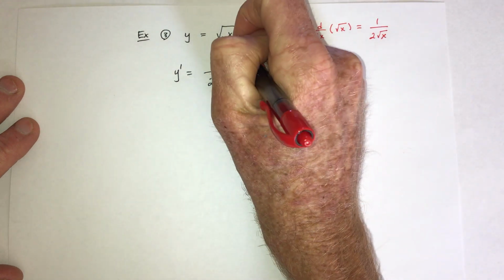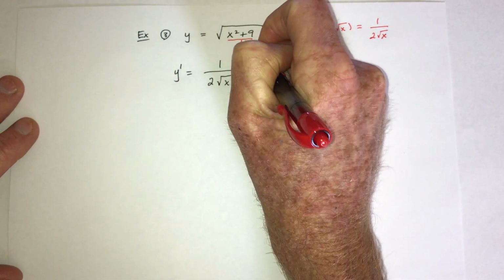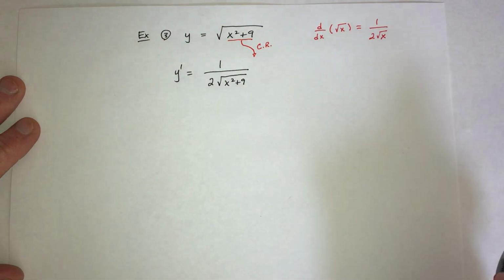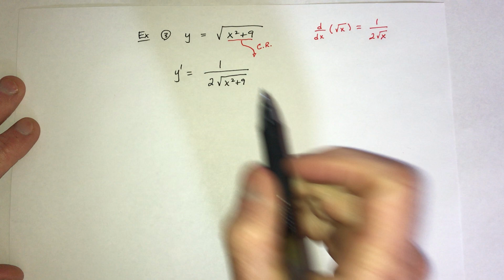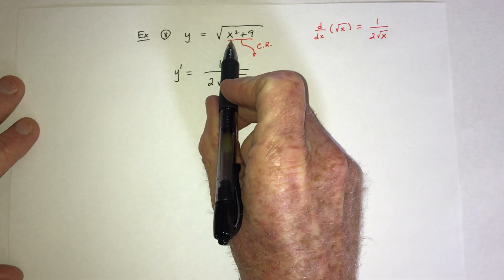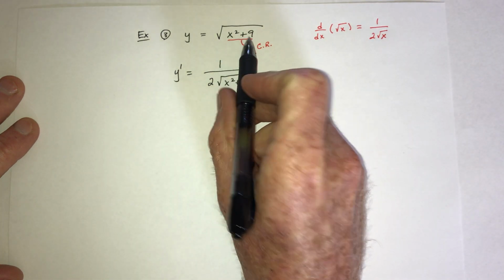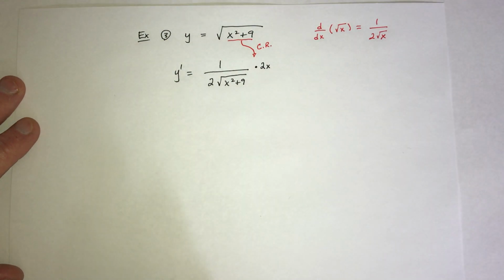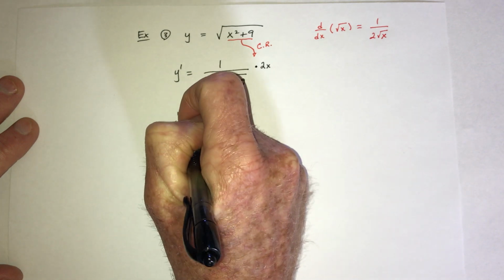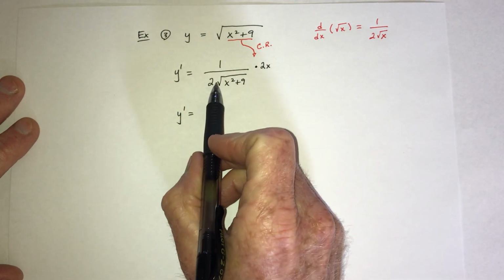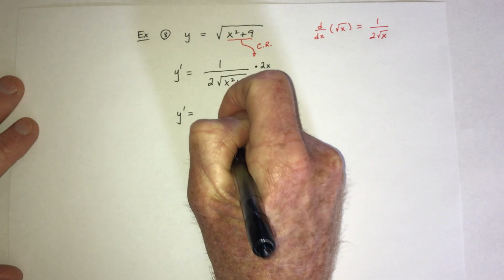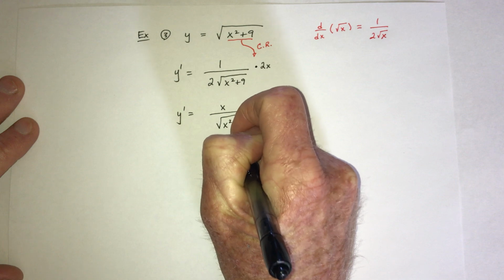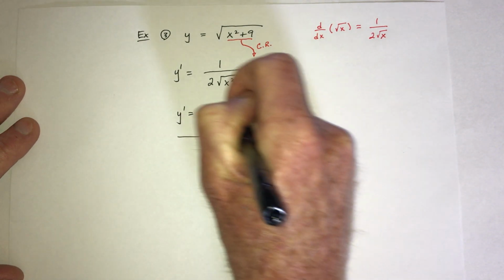And then for the chain rule. Sometimes I just abbreviate it as CR, or chain rule. Now take the derivative of the inside. So the derivative of the inside would be 2x plus 0. So that's just going to be 2x, and multiply with the 2x. And then this one could be simplified a little bit because that 2 on top and that 2 on bottom, they can cancel. So it's just going to leave a single x on top, and then the square root of x squared plus 9 is on the bottom.